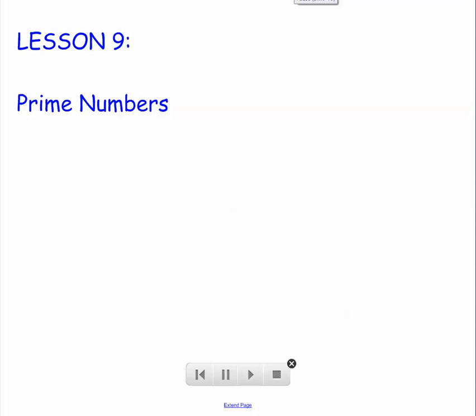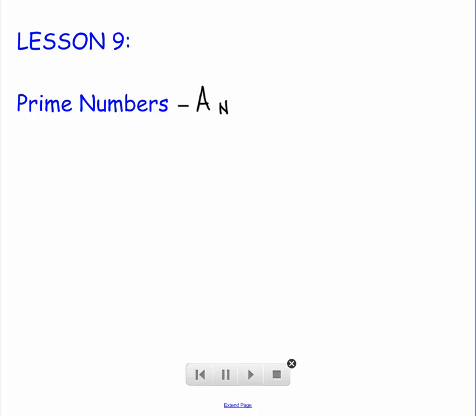Today's lesson will deal with prime numbers. Really understanding prime numbers and how to get a prime factorization is really going to be important to us in some aspects of algebra here down the line. So here we go. Let's first start by defining what a prime number is.